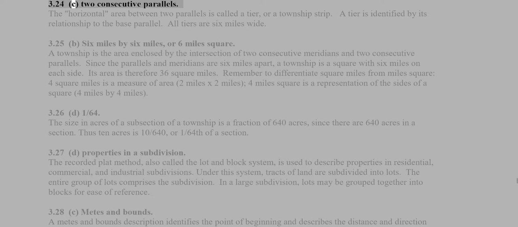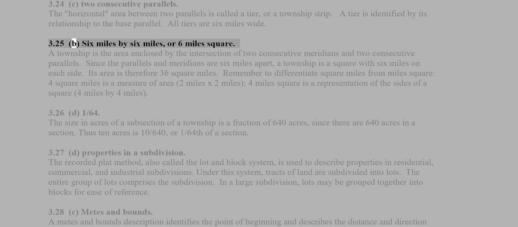3.24 C. Two consecutive parallels. The horizontal area between two parallels is called a tier, or a township strip. A tier is identified by its relationship to the base parallel. All tiers are 6 miles wide.